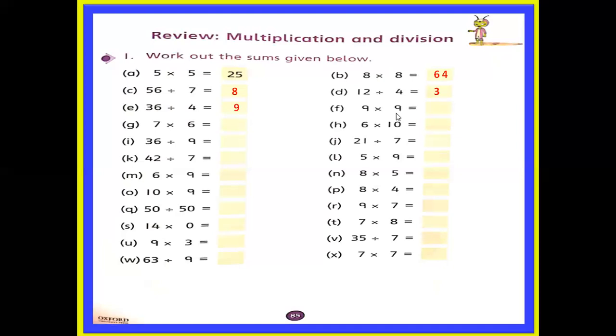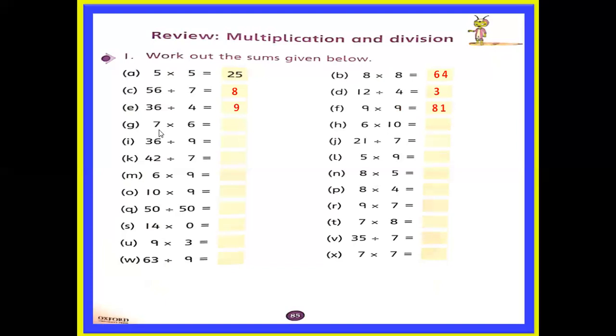9 multiplied by 9. A multiplication sum. 9 ones are 9. 9 twos are 18. 9 threes are 27. 9 fours are 36. 9 fives are 45. 9 sixes are 54. 9 sevens are 63. 9 eights are 72. 9 nines are 81.